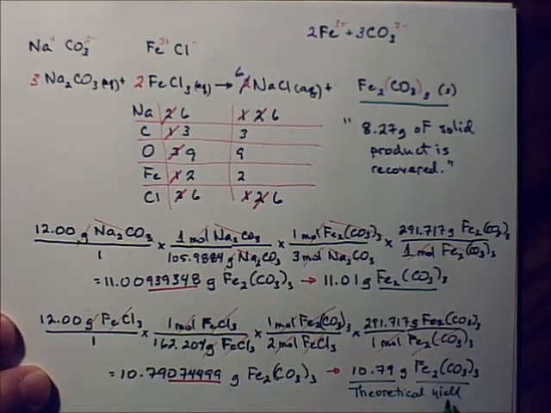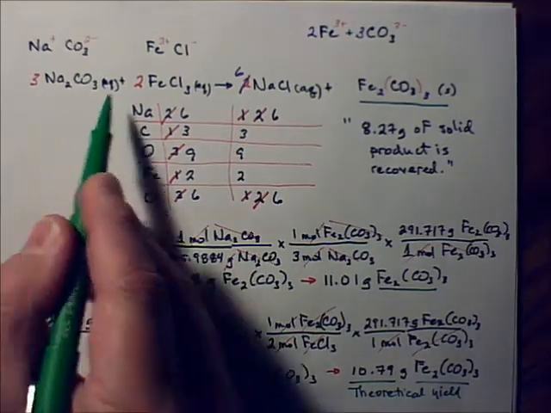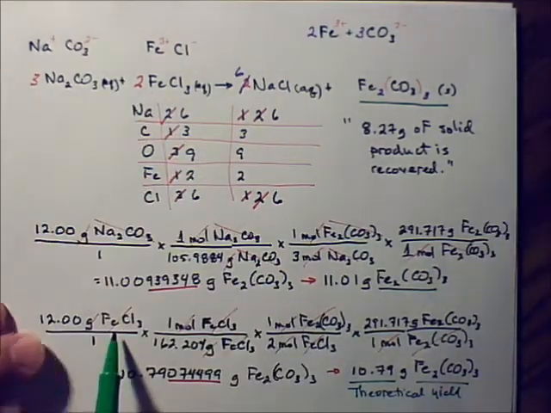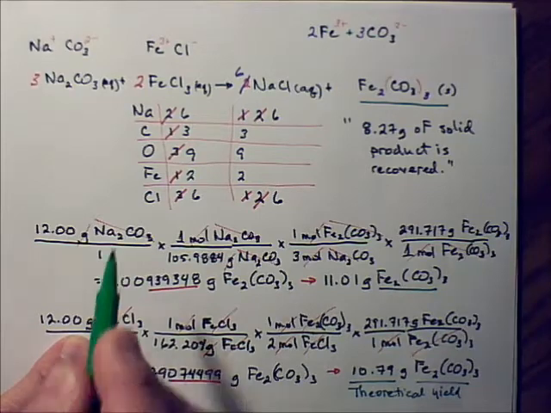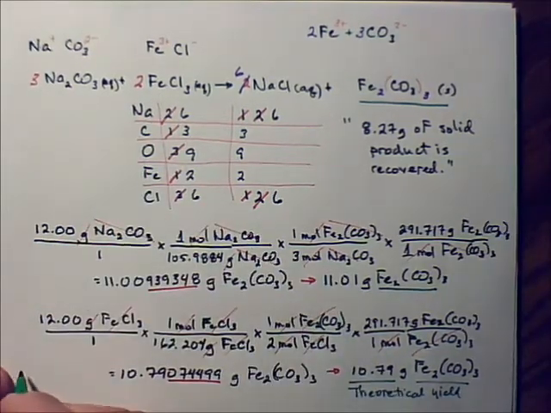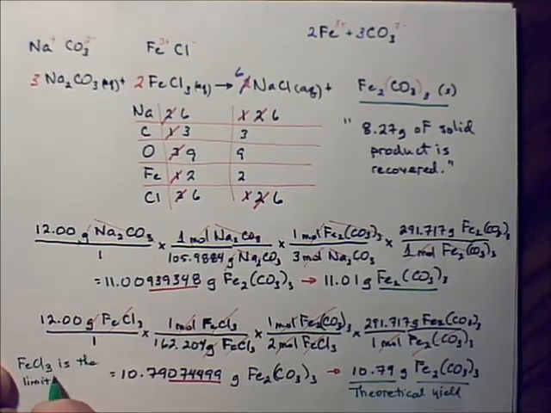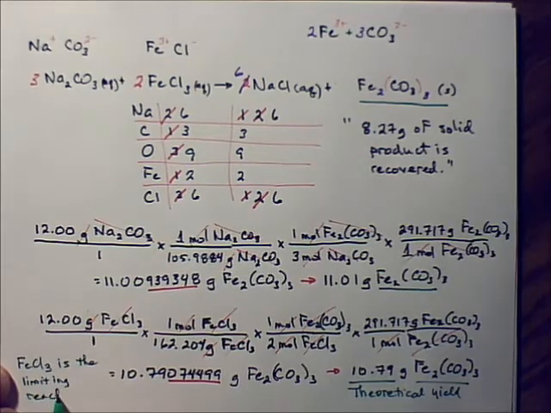The theoretical yield always is calculated from the limiting reactant. Reactants are on the left side. That means that this must be the limiting reactant. By definition, the limiting reactant is the one that runs out first in the equation, or the reaction. When it runs out, the reaction stops.